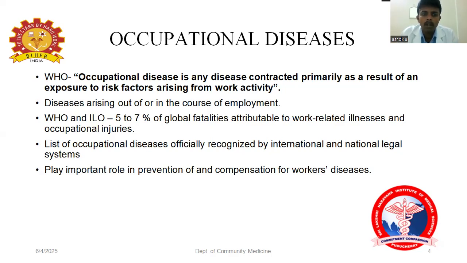The World Health Organization and International Labour Organization say that roughly 5 to 7% of global fatalities are attributable to work-related illness and occupational injuries. And there is a list of occupational diseases officially recognized by the international and national legal systems. These play an important role in the prevention of and compensation for workers' diseases.